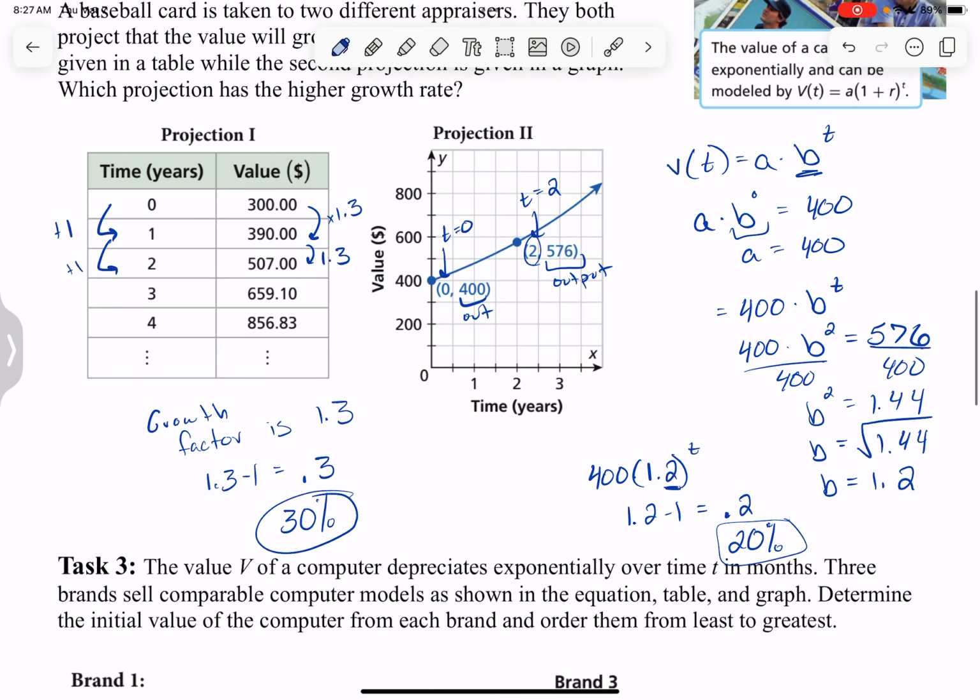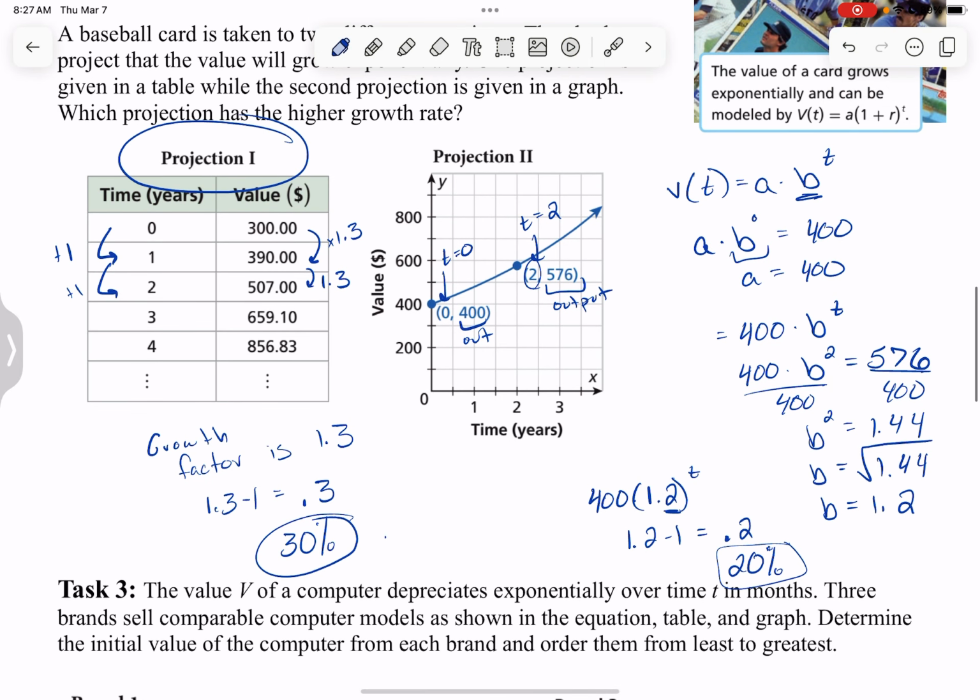Which projection has the higher growth rate? Projection 1. Even though this one starts out at a value of $300 and this one starts out at a value of $400, this one is gaining value faster. It's gaining 30% of its value every year. This one's only gaining 20% of its value every year. And you can even see here by year 2, this one has a value of 507, and this one has a value of 576. This one's almost passed up this one, even though this one started out at $100 more.